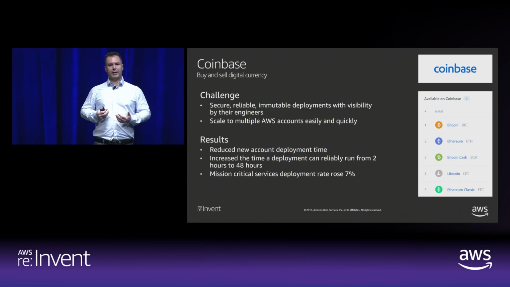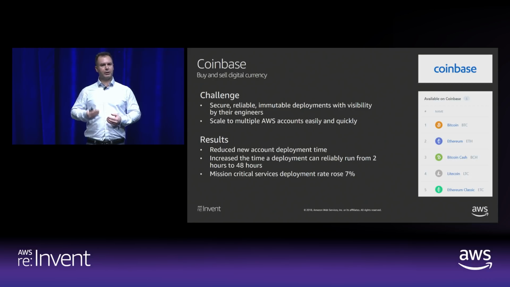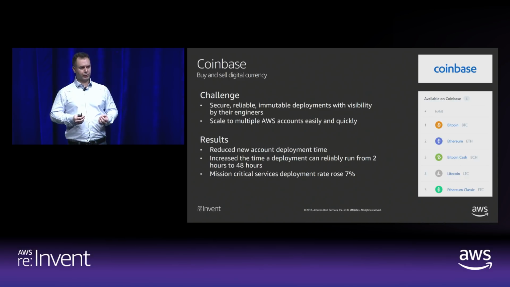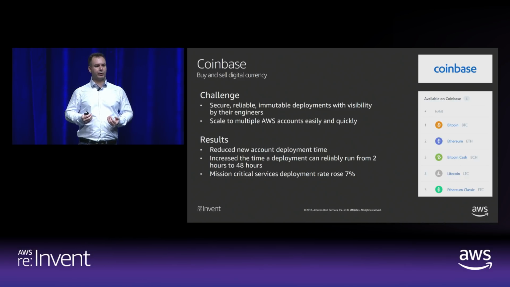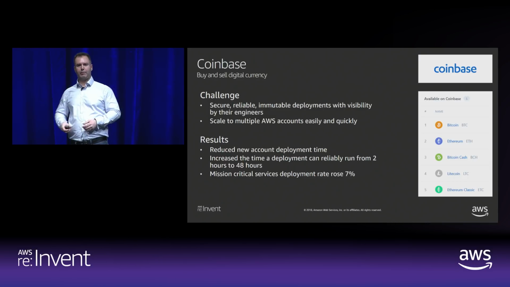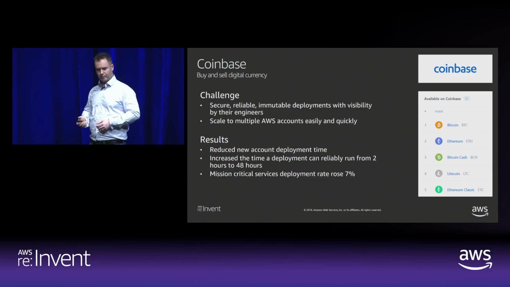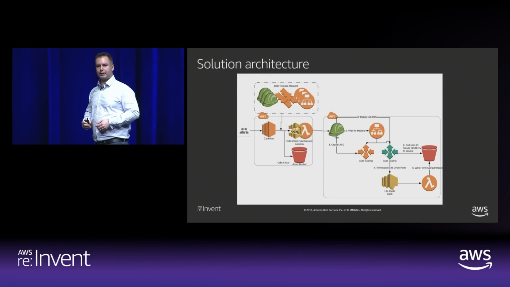They reduced new account deployment time, they increased the reliability of their deployments, and as relates to their mission-critical services, they were able to deploy them 7% more frequently, right? So 7% faster innovation making its way through the pipeline. How did they do this?